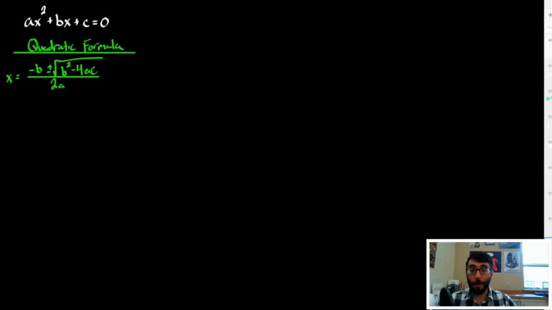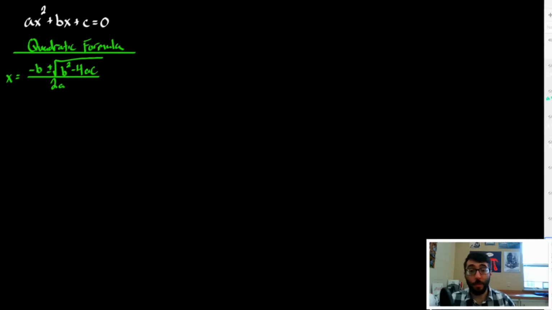So when we're talking about the quadratic formula, we need to refer to the standard form of a quadratic equation, which is ax squared plus bx plus c is equal to 0. Once again, notice this is equal to 0. That needs to happen. If everything isn't on one side of the equation, you first need to get everything on one side of the equation.